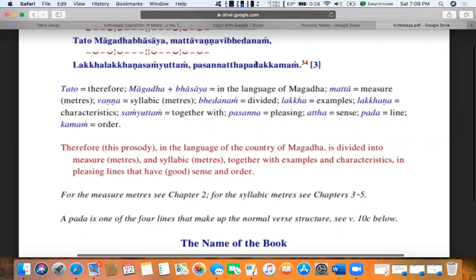The prosody is divided into measure meters and syllabic meters. In other words, again I will say in Pali, matta vutti chanda and vanna vutti chanda. So that is the important point.